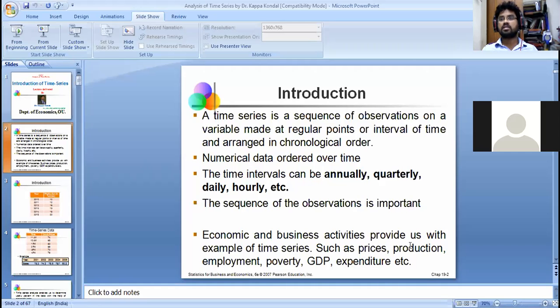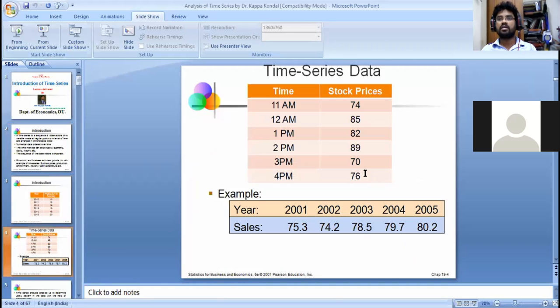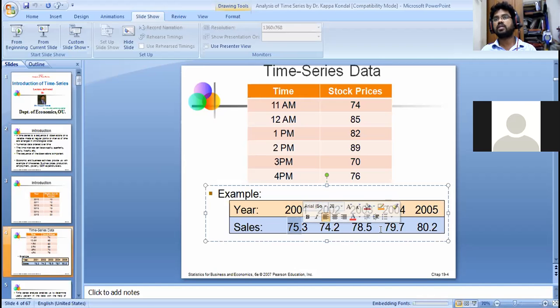For example, vegetable or fruit prices such as tomatoes collected day to day, or production and GDP collected quarterly and yearly. These are the types of time series data. For example, year wise production in tons, stock prices hour wise, and sales year wise. If you take two-wheeler or four-wheeler vehicle sales, in 2001 this much of sales, in 2002 this much of sales, you consider this time series data.